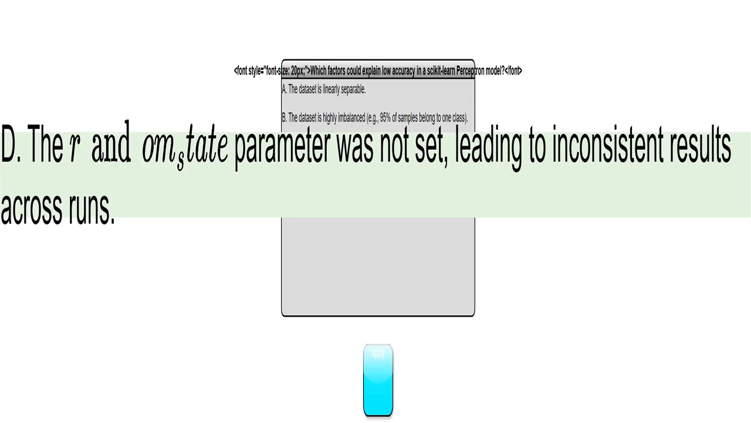Fixing the (random_state) ensures reproducibility, which is crucial for fair comparison.